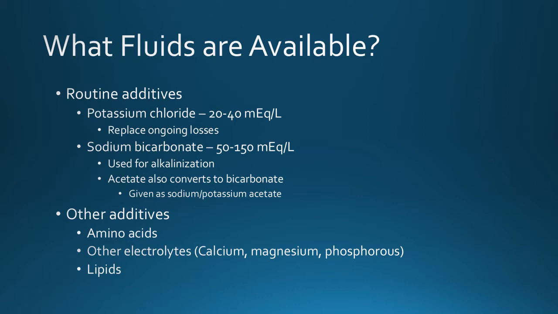Other additives, especially if we're doing a TPN or total parenteral nutrition, may include amino acids. That helps provide protein for our patients. May see some other electrolytes like calcium, magnesium, phosphorus, and then sometimes lipids, right? Because lipids will provide calories from our fats, help prevent any kind of deficiencies there for those patients who are not going to be able to eat for a long period of time, who are NPO for a while.